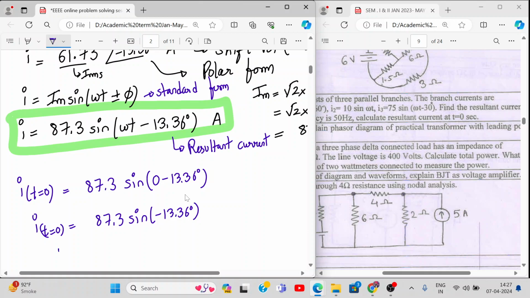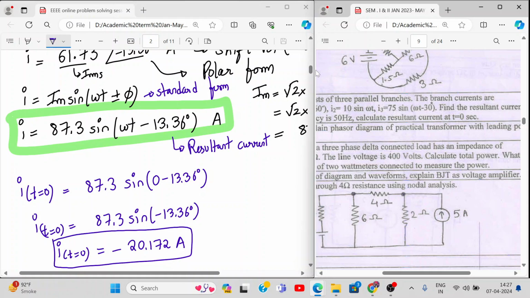How much is the answer? Minus something will come, minus will come. Perfect. So this is your answer. This is what was asked. Okay? Is it clear how to solve this?